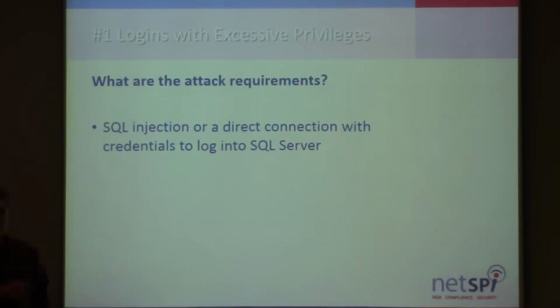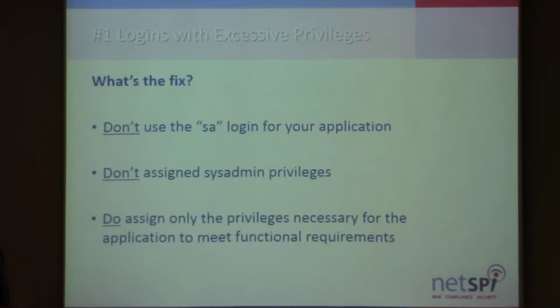All right, so the attack requirements for this are pretty straightforward. If I can get SQL injection, or credentials from, say, a connection string stored in a web.config somewhere that hasn't been encrypted, I'm guaranteed a DBA on the server. The nice thing is it's a very easy fix. Don't use SA, don't use sysadmin privileges for any of your apps, and lock them down to only the privileges that are necessary, which in most cases are going to be read access to a few tables or read-write access to a handful of tables within the database.